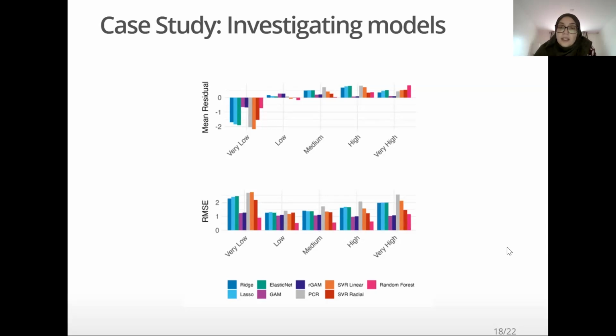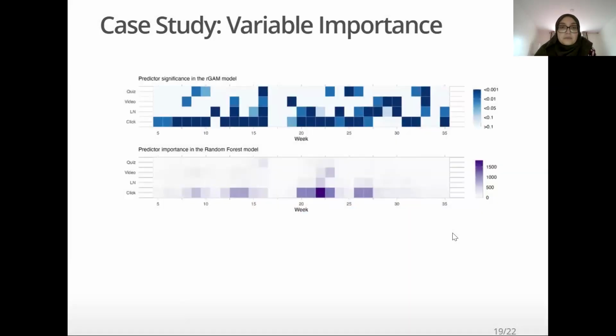So this is what we will be investigating further: the random forests, which is the most consistent model, and the GAM, which is the best one. So we'll have a look at the variable importance for both of these models, which will reveal some insights into how engagement evolves over time.